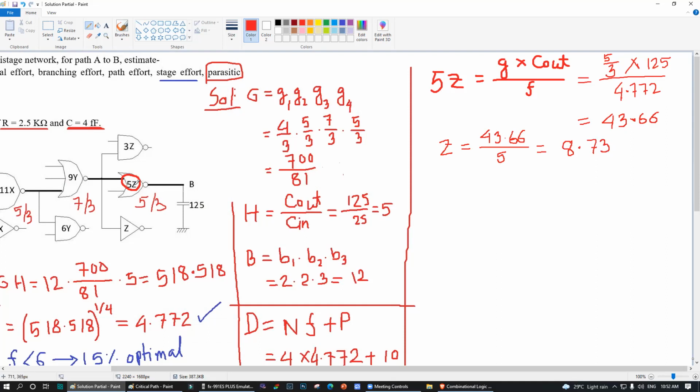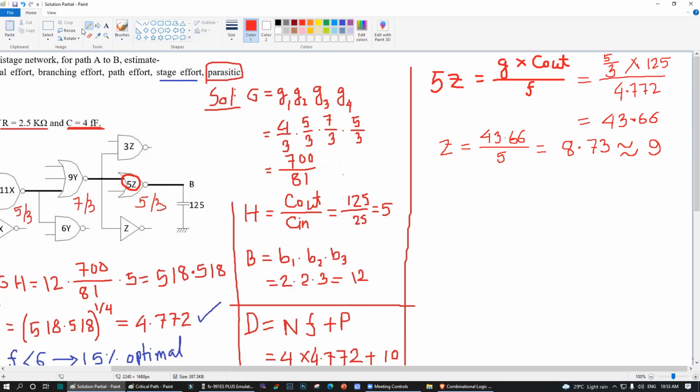I told you before the Z value is sizing. Since it is sizing, you have to make this approximately the next number or the whole number. If it is less than 8.5, it will be 8. If it is more than 8.5, it will be what? 9. Understood, everyone? Yes, sir. You have to make it whole. If it is more than 8.5, it will be 9. If it is less than 8.5, it will be 8.